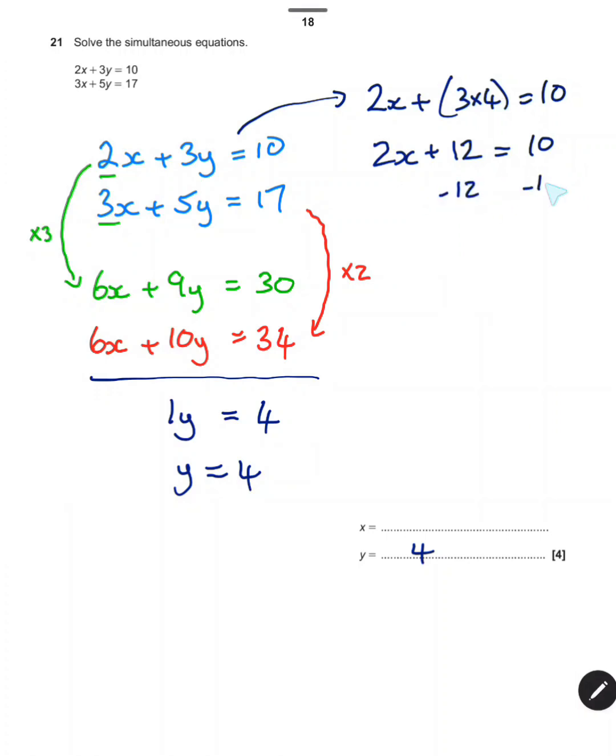So take 12 from both sides. 2x equals 10 take 12 is negative 2. Be careful with that. And then divide both sides by 2. And you've got x equals negative 2 divided by 2 is negative 1.